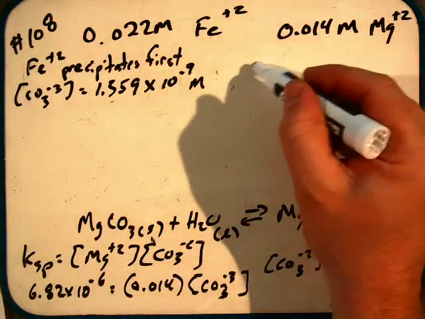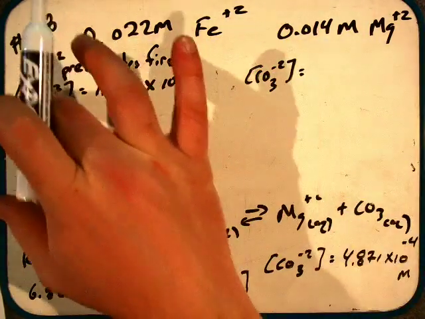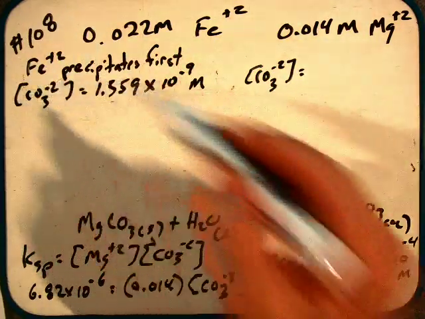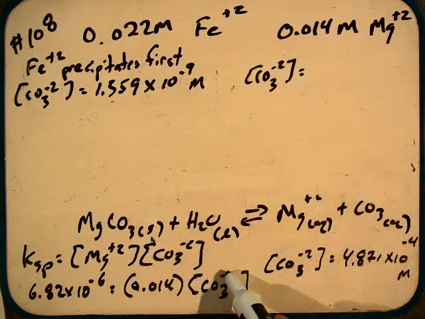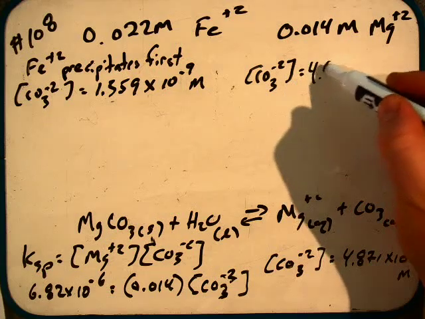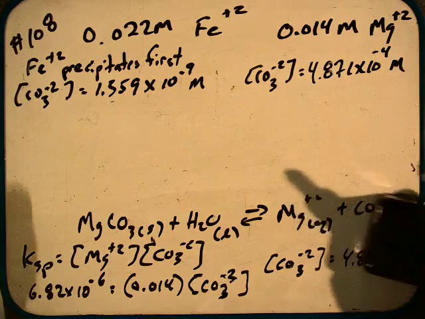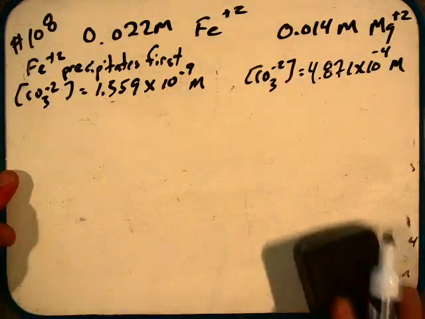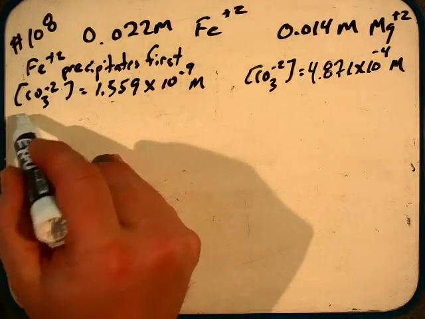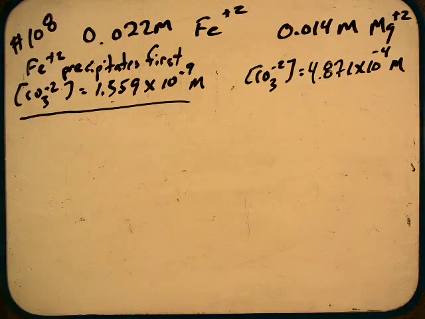And then we figured out the carbonate concentration for magnesium, was equal to 4.871 times 10 to the negative 4th molar. So again, that's why iron is going to precipitate first, and that's also then the minimum concentration of our potassium carbonate solution.